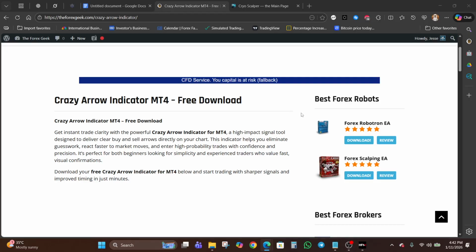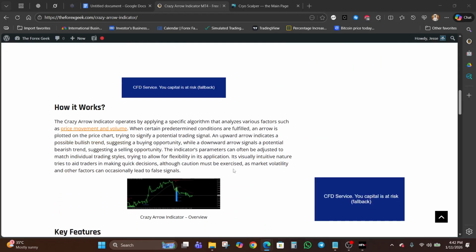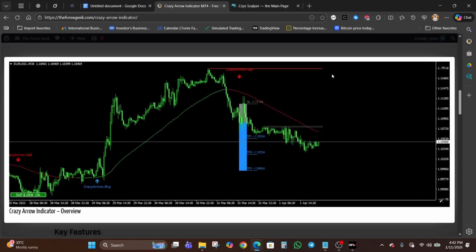Now, without further ado, the crazy arrow indicator is an indicator that helps to identify the prevailing market direction for an asset. Let's just go straight to the crazy arrow indicator chart. As you can see, it gives you arrows. A blue upward arrow indicates buy signals, while a red downward arrow indicates sell signals.